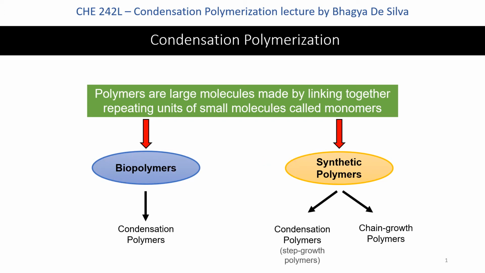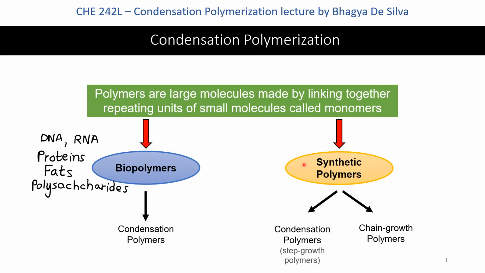Biopolymers are polymers that occur naturally, like DNA, RNA, proteins, fats like triglycerides, oils, or polysaccharides like starch or glycogen, which are made by repeating units of glucose. And biopolymers are often made by the technique of condensation polymerization.